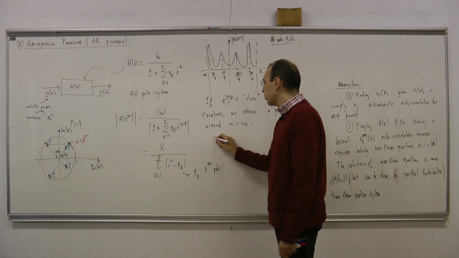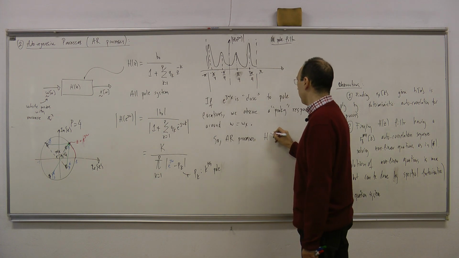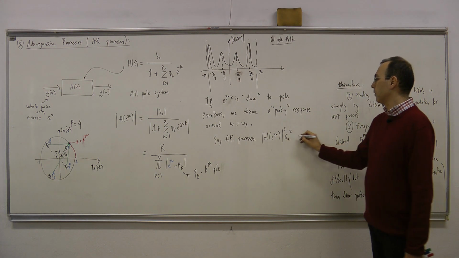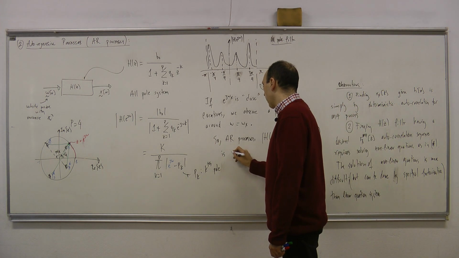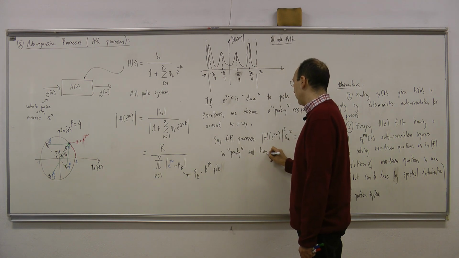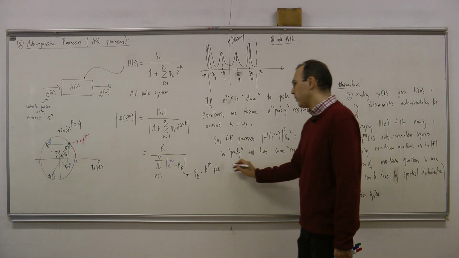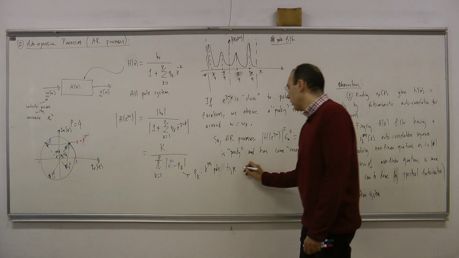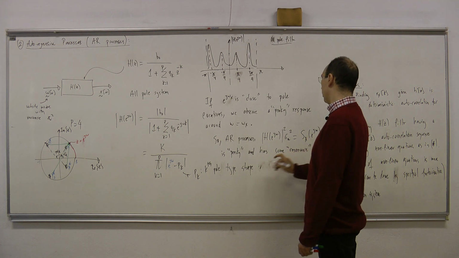So what do we observe? For AR processes, |H(e^{jω})|² σ_w², that is the power spectral density, is peaky and has some resonance type shape in the spectrum, or resonance type shape because it's already spectrum. Okay.